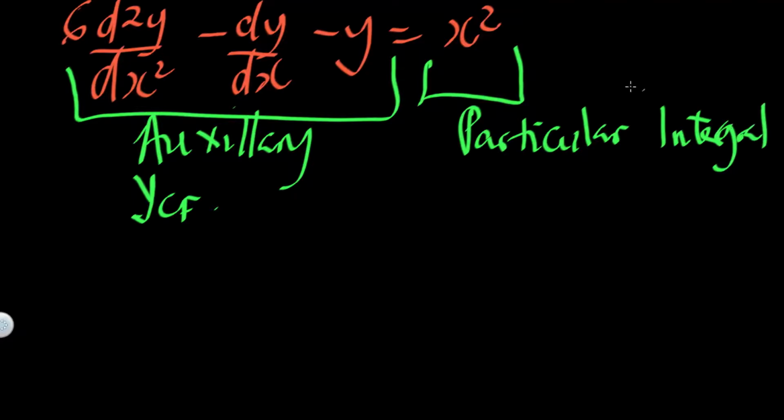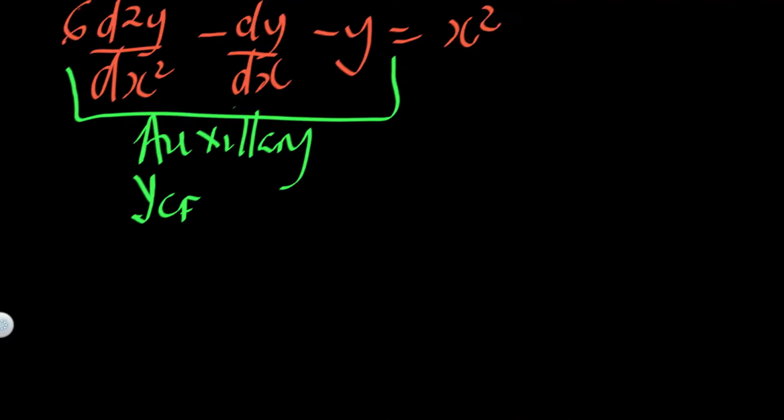The nature of what we have here on the right hand side determines the nature of the particular integral too. So what we have here is x squared. It tells us that the particular integral is also a quadratic function. So we have to deduce this quadratic function. We don't know it. Because we know it's a quadratic function, we can write it in general form.